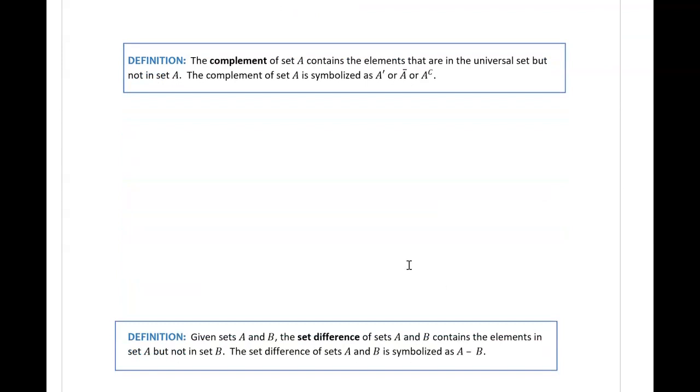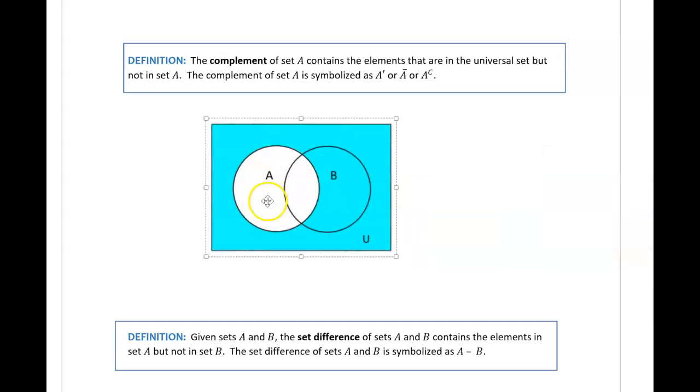The complement of set A contains the elements that are in the universal set but not in set A. The complement of set A is symbolized as A prime or A bar or A complement. For this textbook, we will be using the notation A prime, which is A with the apostrophe, or what looks like an apostrophe. Given the Venn diagram below, the shaded region represents A prime or A complement.